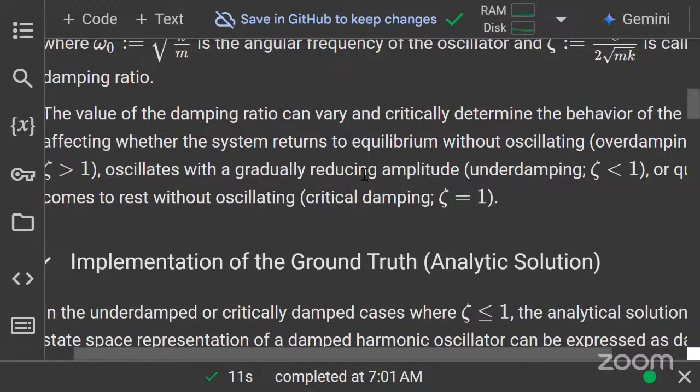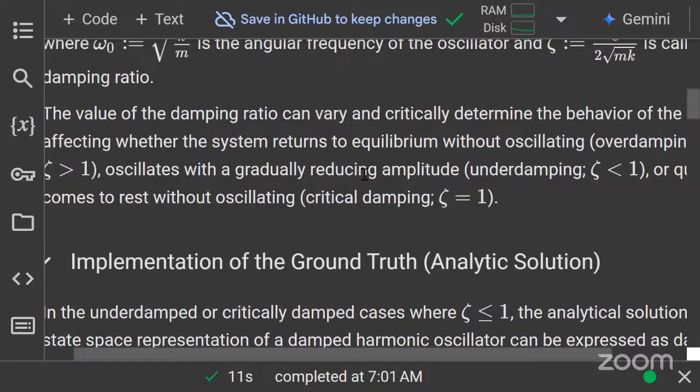The threshold between zeta greater than 1 and zeta lower than 1 is the critical damping. This is the configuration where the restoration is the fastest, yet the vibration is not there. The moment you pull the spring and let it go, it quickly goes back to equilibrium, and then nothing happens.